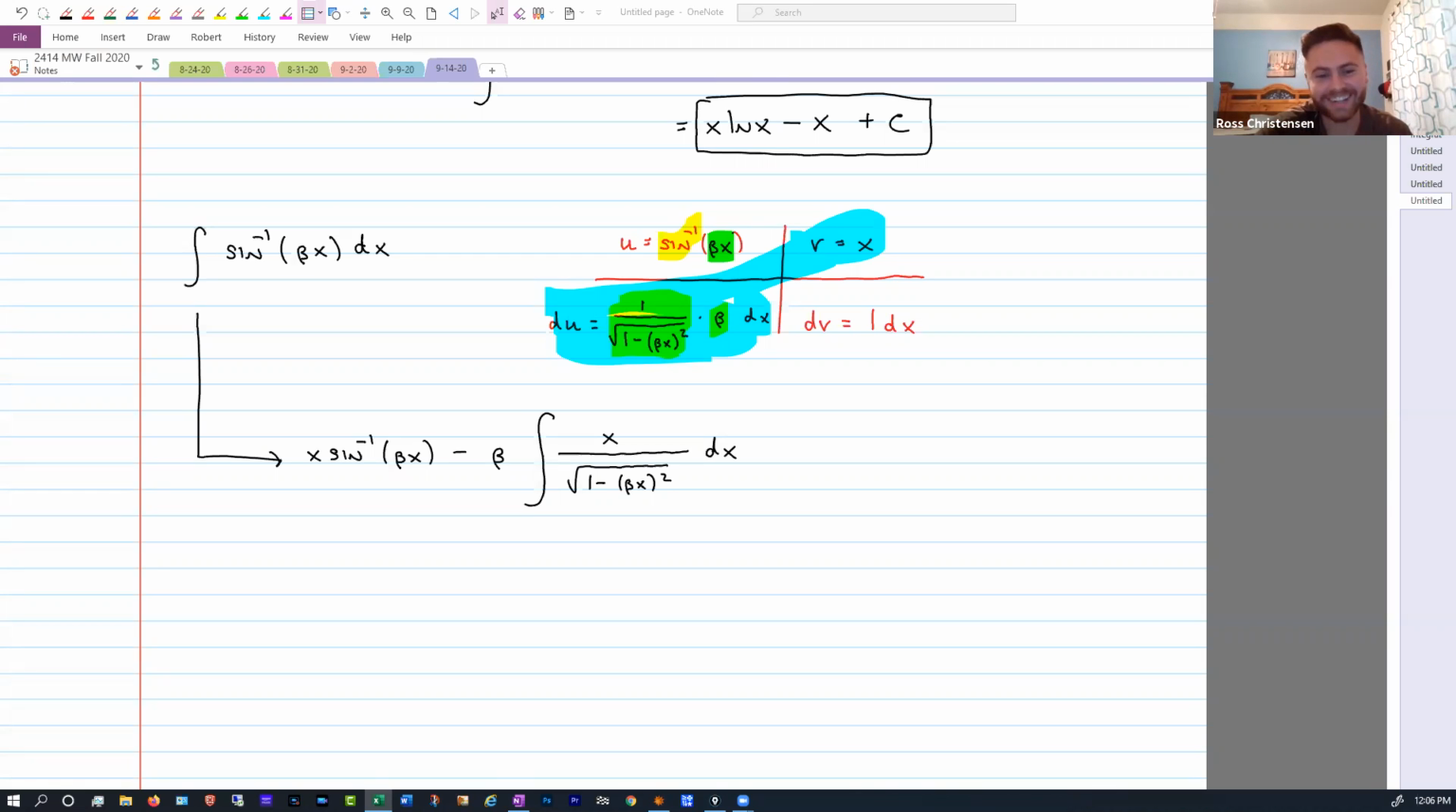Okay. Ross? I do have an idea. Okay, what's your idea? Could we move the beta back in and then do u substitution from inside that integral? What would your u substitution be? Beta x.